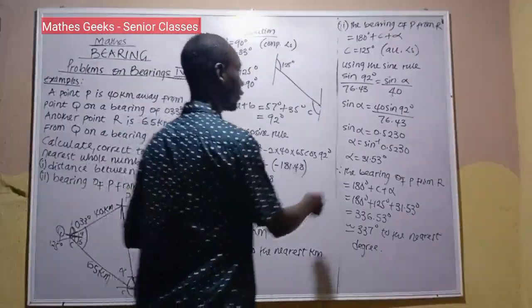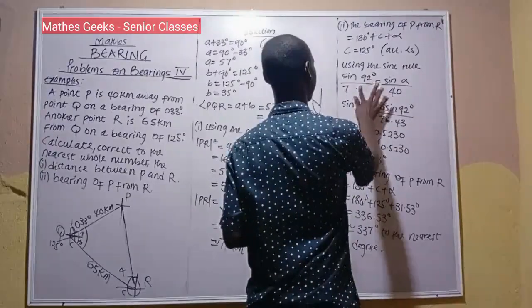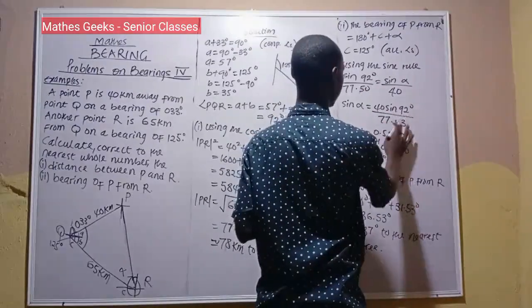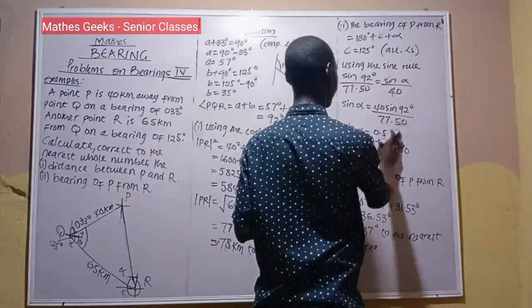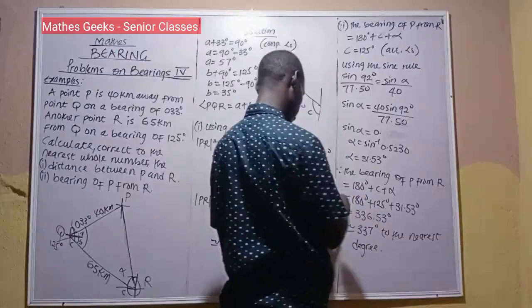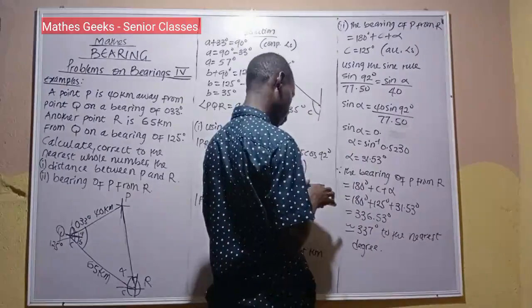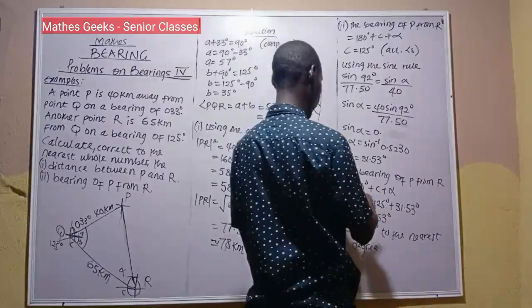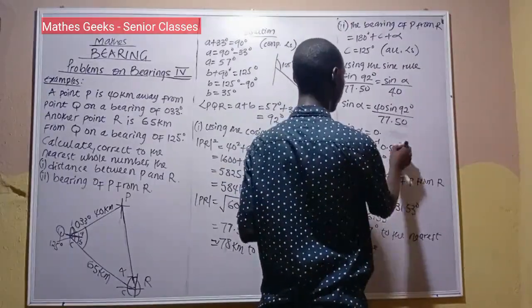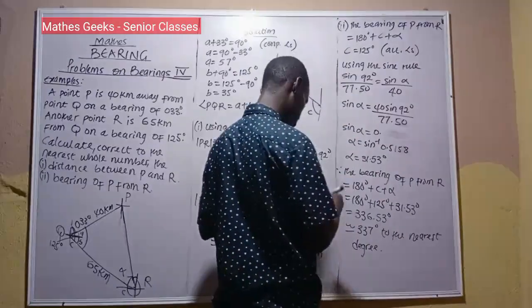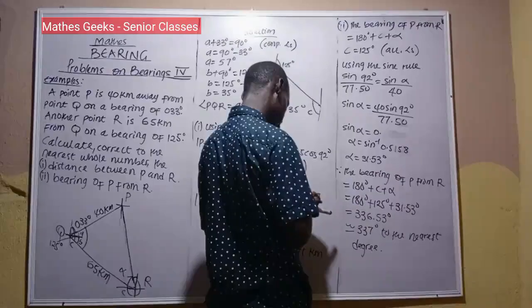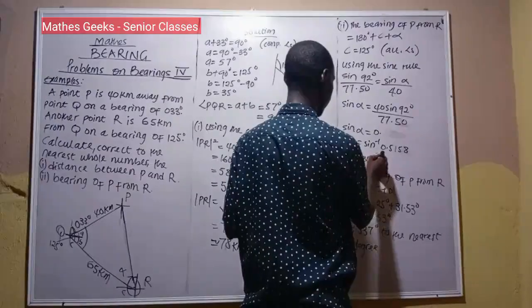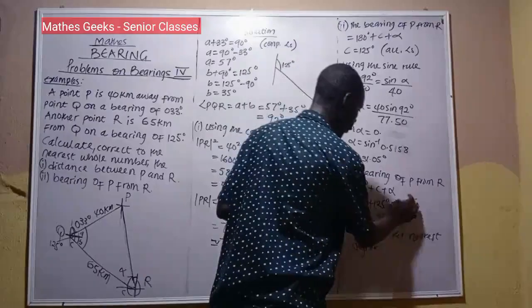So 77.50, let me change this one here. So 40 sine 92 divided by 77.50 is 0.5158. So arcsine 0.5158 is 31.05 degrees.